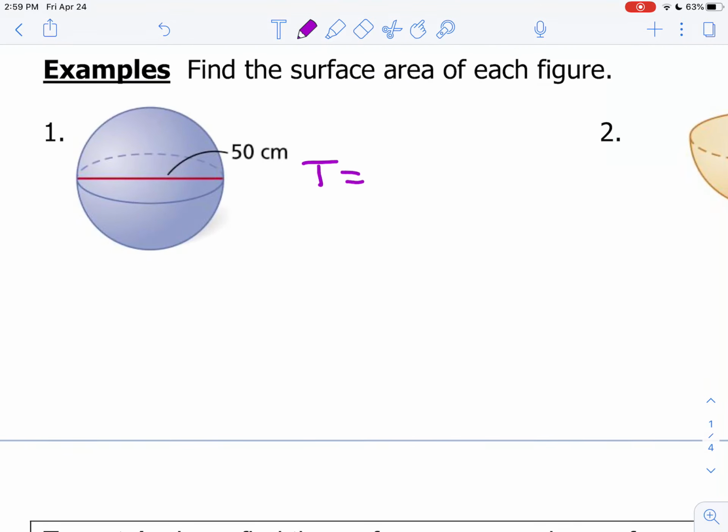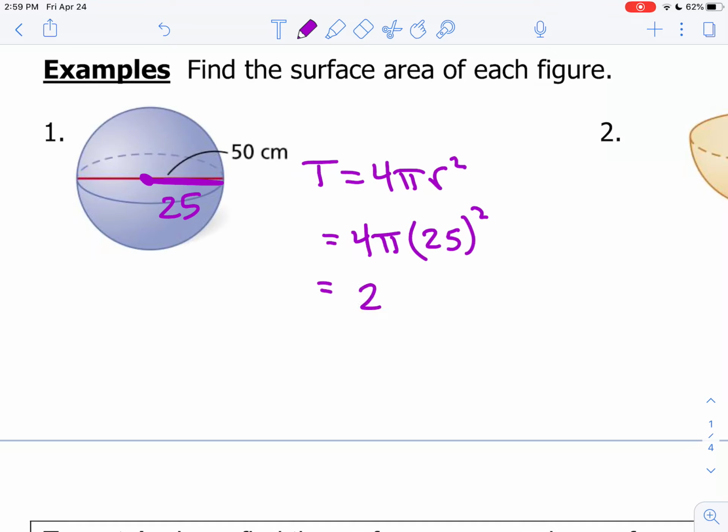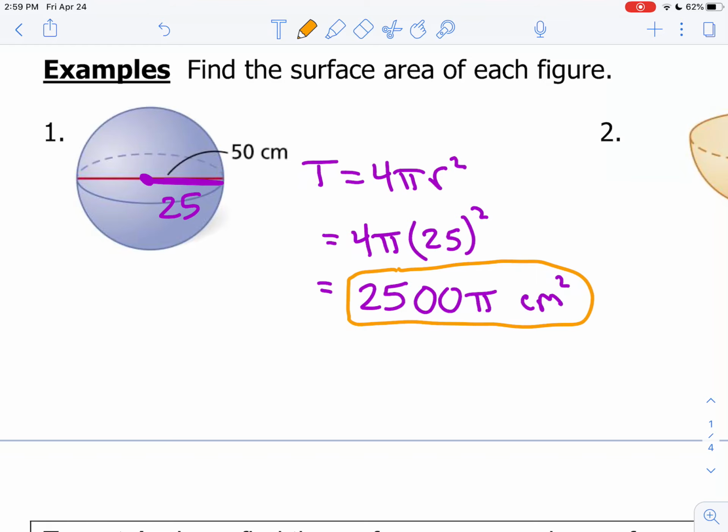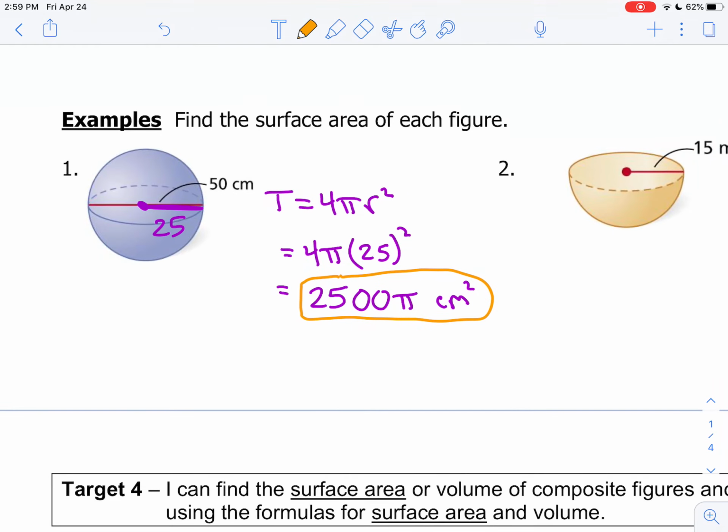So total surface area equals 4 pi r squared, but this time they gave us a diameter, so you don't necessarily have to do this in the picture, but half of 50 is 25. This is going to be huge. Holy moly. So that's 25 squared is 625 times 4, 2,500 pi. And this is an area, so that's centimeters squared. Again, you could give a decimal. Let's not spend time pressing buttons on a calculator, but you could give a decimal if you needed it.